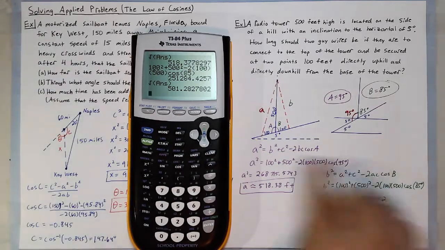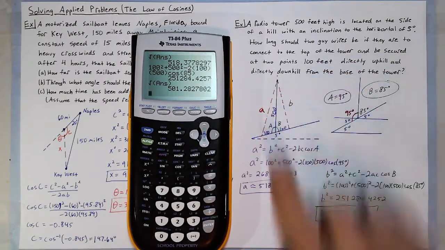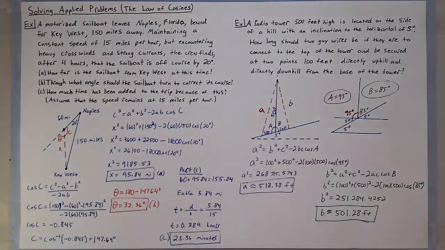So that little calculation ahead of time made sure whenever I would construct that wire, it's going to be the right length for this tower and not too long or too short. And that is how you solve applied problems using the law of cosines.